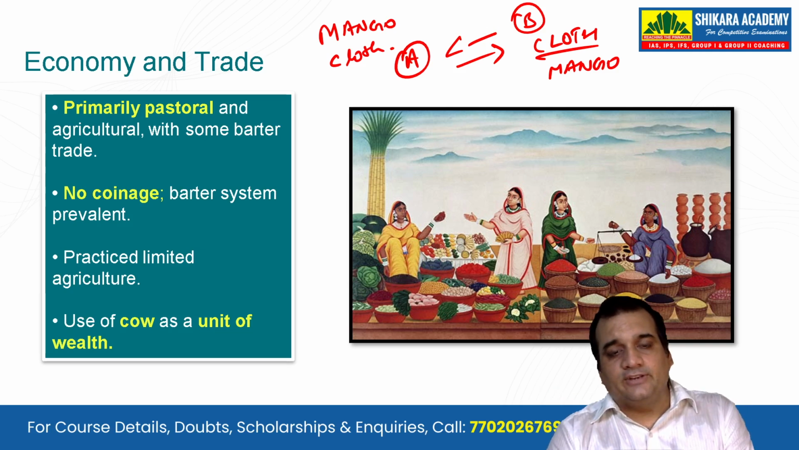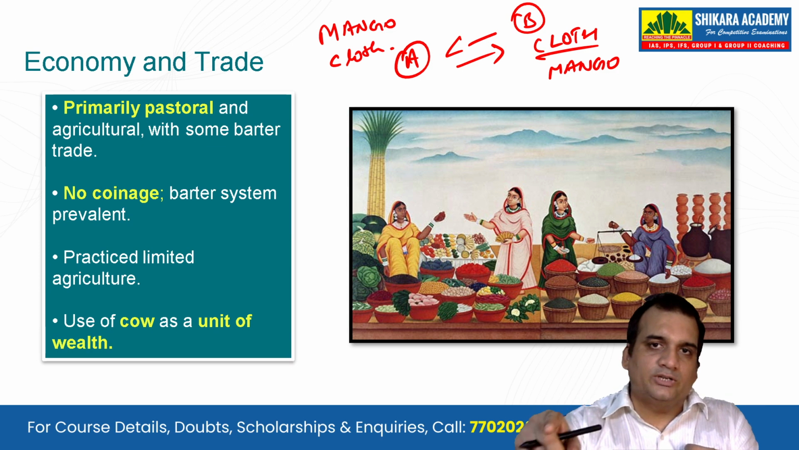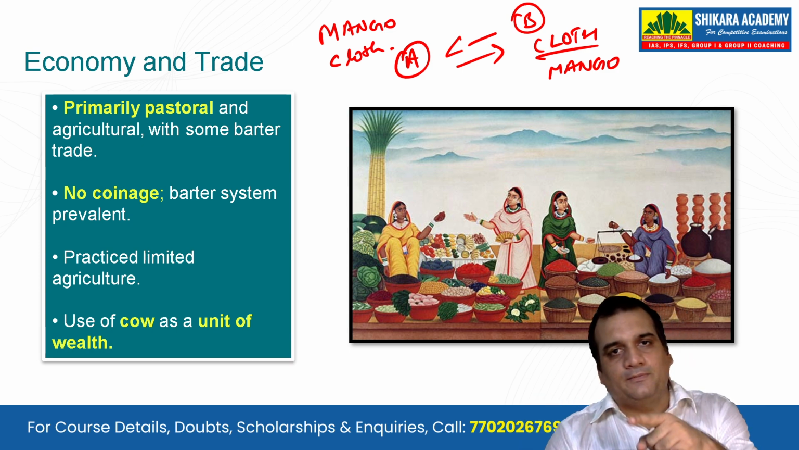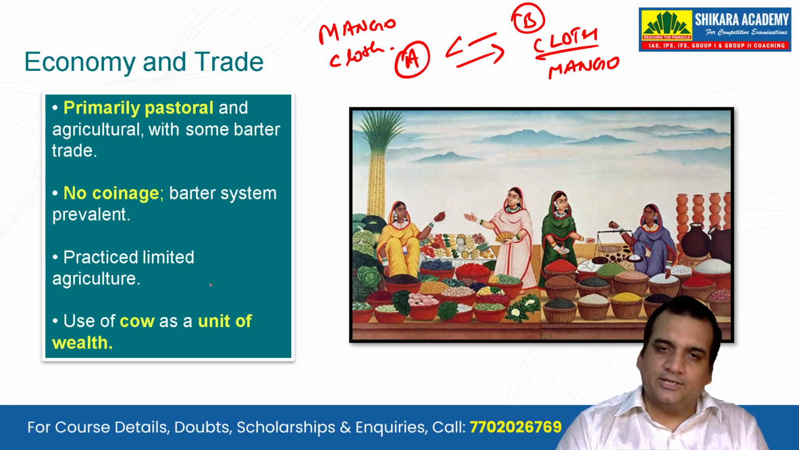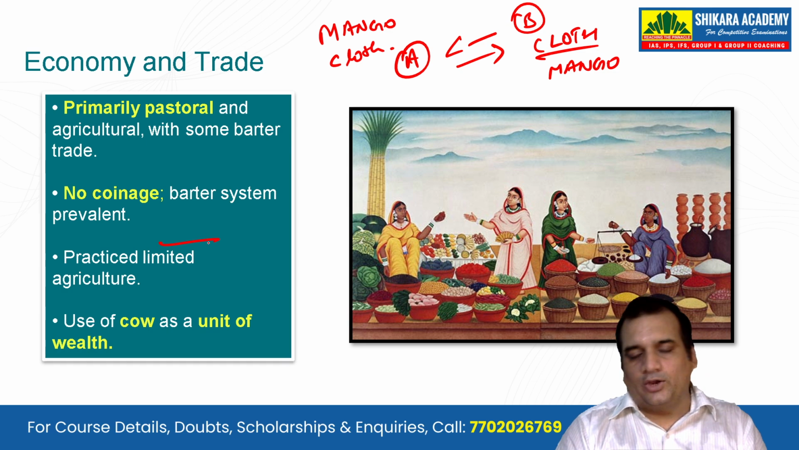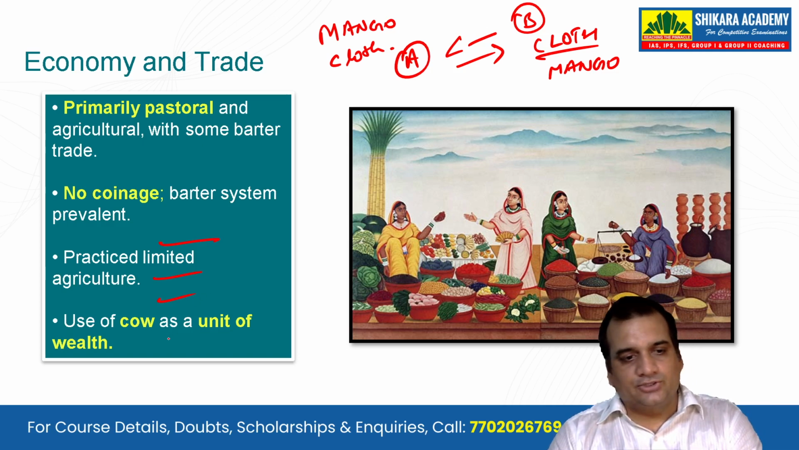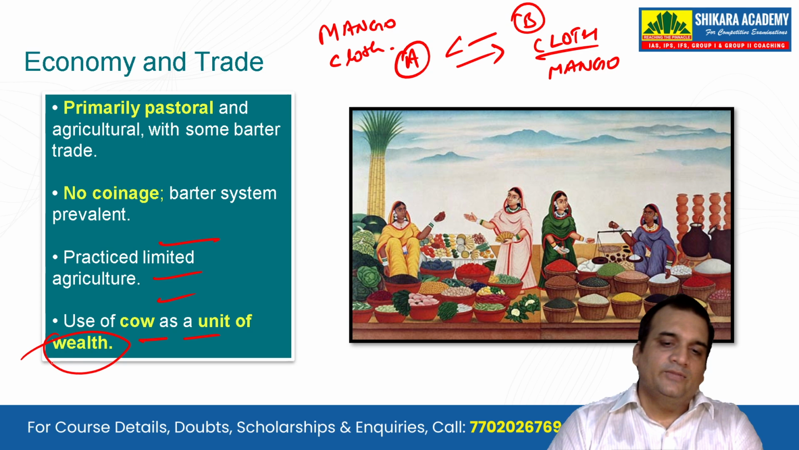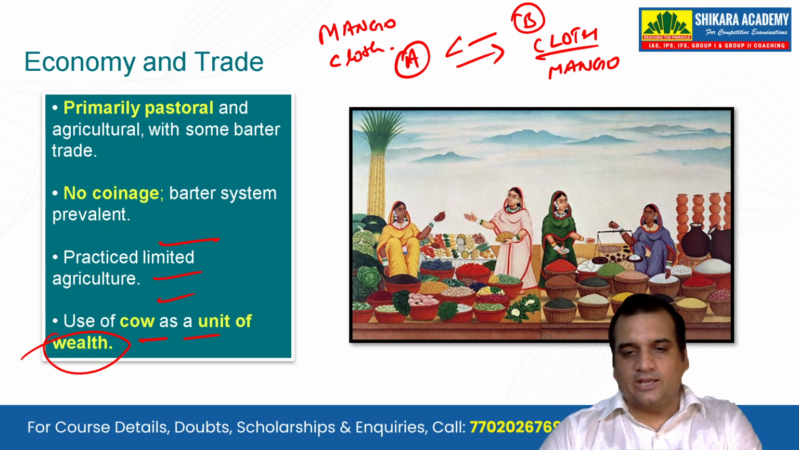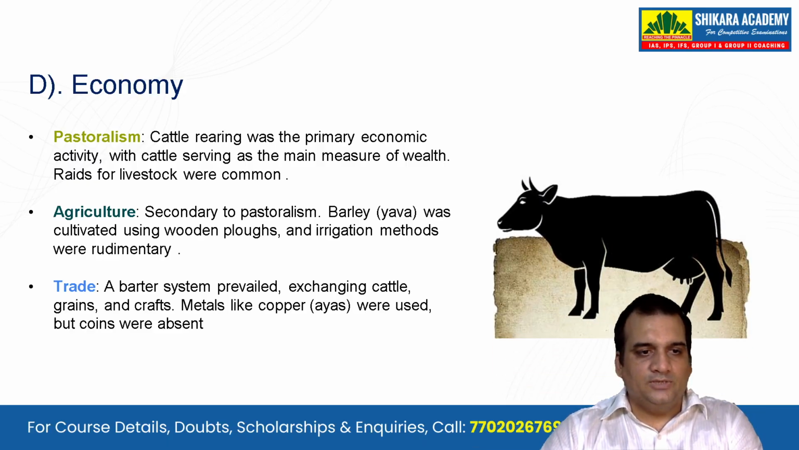So this is known as the barter system. What was the difficulty here? To search for someone: I should have the cloth and he should desire the cloth, and he should have the mango and I am desiring the mango. So that was the disadvantage of the barter system, but at that time no coinage was there, so the barter system existed. They practiced limited agriculture, with the cow as a unit of wealth. I've said before that the more cows you had, the richer you were at that time.